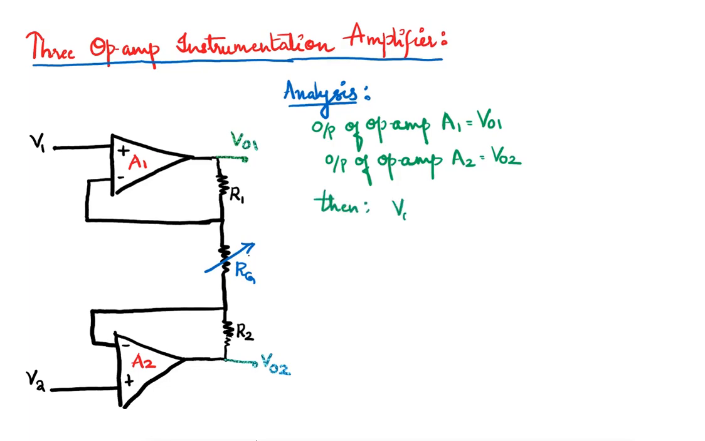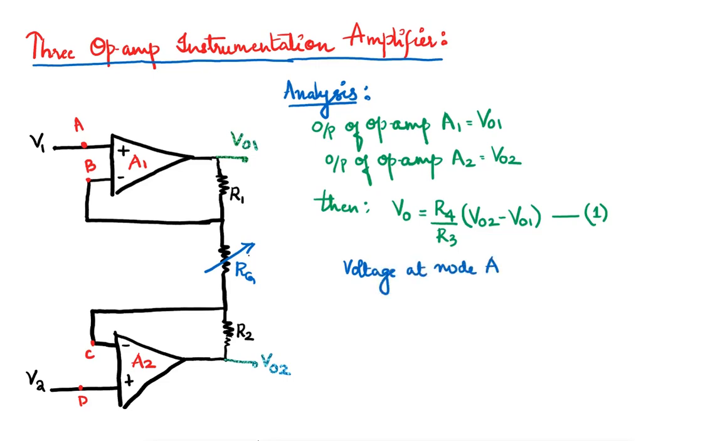So the output voltage will now be equal to R4 by R3 into VO2 minus VO1. This R4 and R3 corresponds to the third amplifier A3 that we have used. I am going to name this as equation number 1, which is the overall output voltage that is computed. In order to do the analysis, I will denote different node voltages. Node A and node B voltage will be the same because of the concept of virtual ground. And node C and node D voltage will also be the same, which is equal to V2.